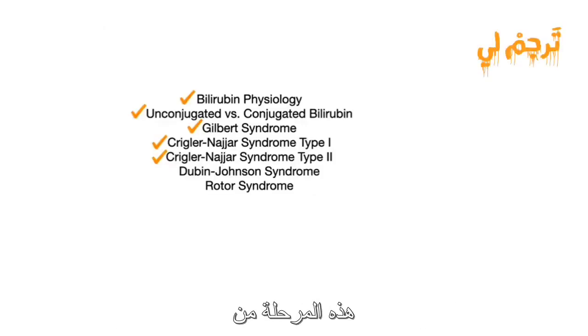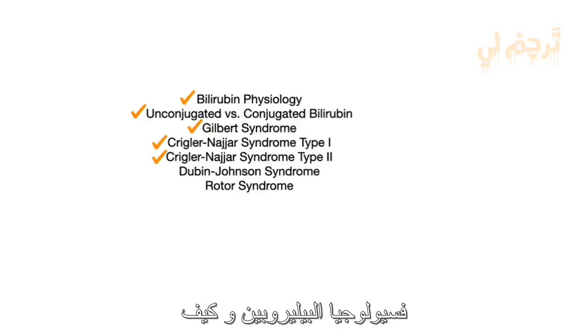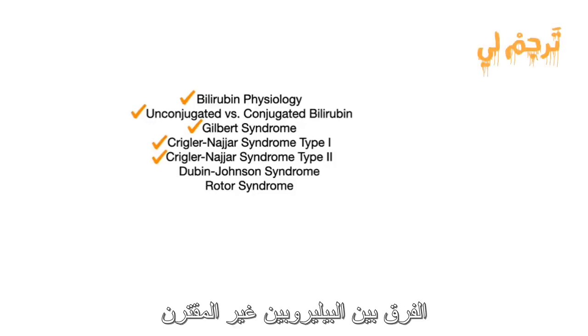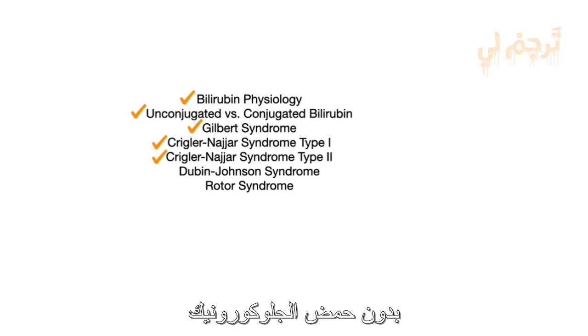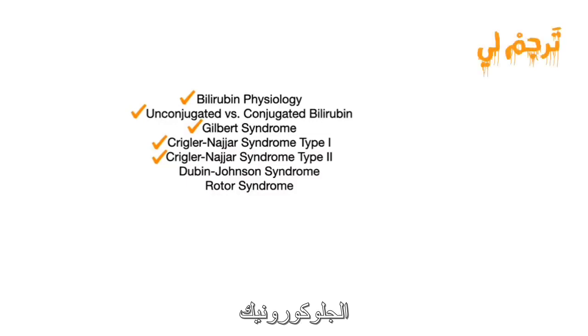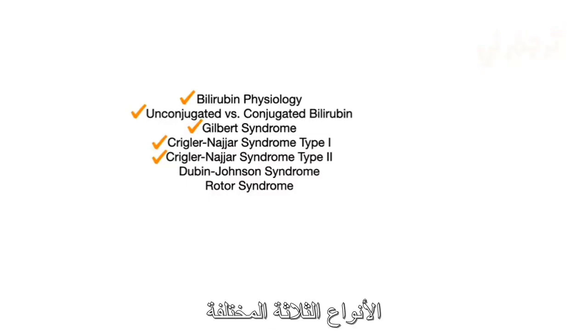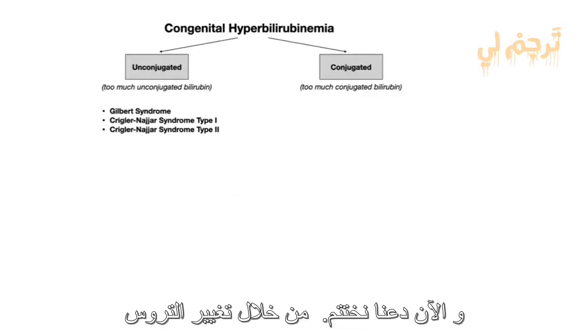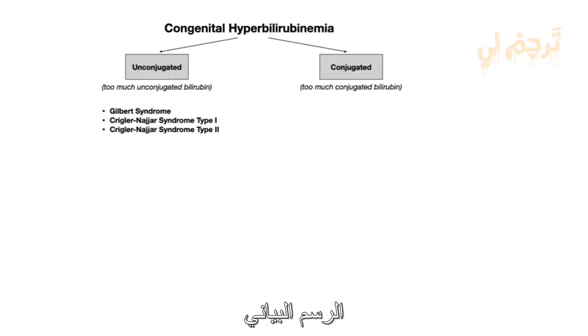So at this point in the lecture, we've talked about bilirubin physiology and how bilirubin works in the body normally. We've talked about the difference between unconjugated bilirubin without the glucuronic acid and conjugated bilirubin with the glucuronic acid, what those differences are. And we just had a discussion about the 3 different types of unconjugated hyperbilirubinemia. Now let's wrap up by switching gears and talking about the other side of this chart, the conjugated congenital hyperbilirubinemia.